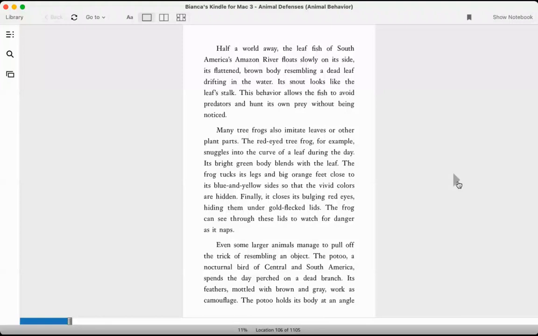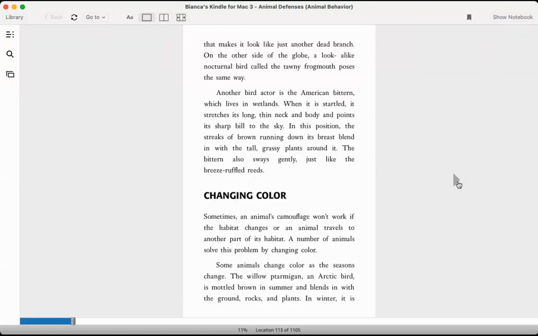Even some larger animals manage to pull off the trick of resembling an object. The potoo, a nocturnal bird of Central and South America, spends the day perched on a dead branch. Its feathers, mottled with brown and gray, work as camouflage. The potoo holds its body at an angle that makes it look like just another dead branch. On the other side of the globe, a look-alike nocturnal bird called the tawny frogmouth poses the same way.